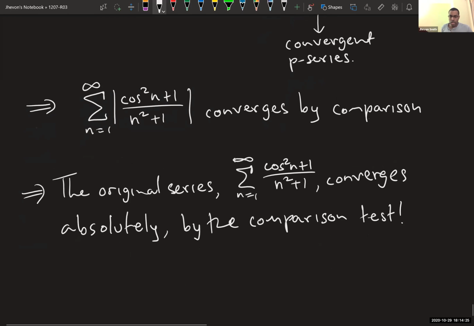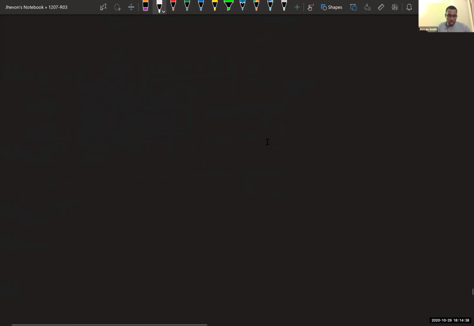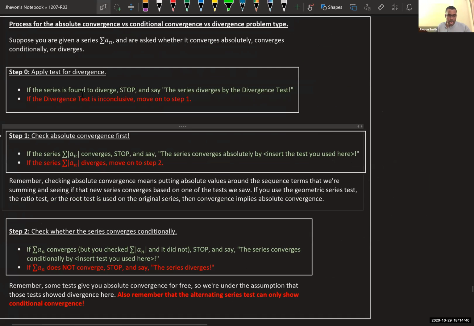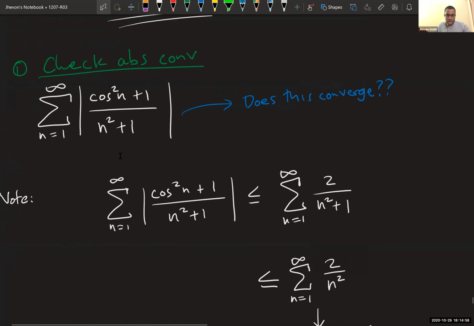Right? So notice here, this process terminated at step 1. Step 0 was inconclusive, so I moved down to step 1, and I found convergence at step 1. So I stopped, right? So in this table, I tried the test for divergence, it was inconclusive, so I moved to step 1. And then I checked if this converges, and it did. So I stopped and said the series converges absolutely by whatever test I used. Hit it with test for divergence, inconclusive. Move down, check absolute convergence. Put absolute values around it.